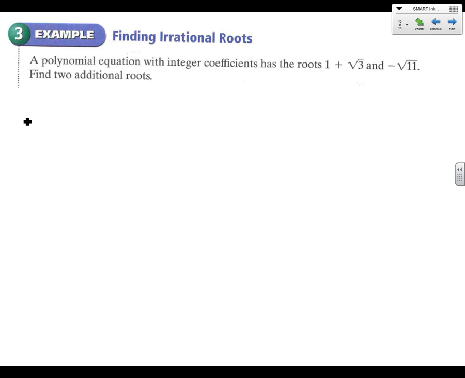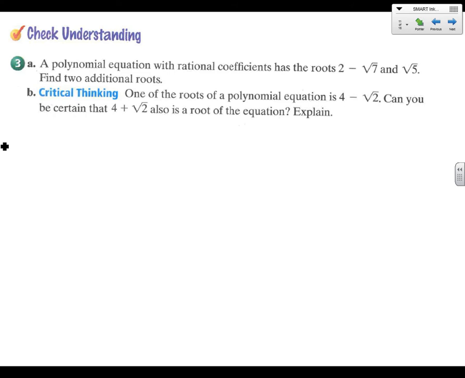All right, so let's take a look. A polynomial equation with integer coefficients has the roots 1 plus root 3 and negative root 11. Find 2 additional roots. All right, since we're going to have conjugates and they have to come in pairs, we know that the other roots are going to be 1 minus root 3. And then also, this is the same as saying 0 minus root 11. We could say 0 plus root 11, or just positive root 11. And those are the other two roots. Just that simple. Just finding the opposite of the pair.